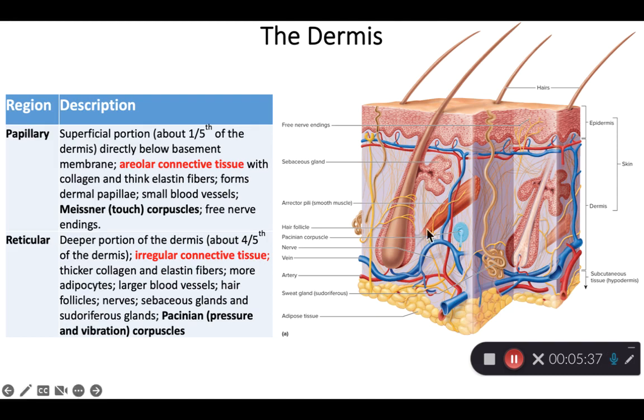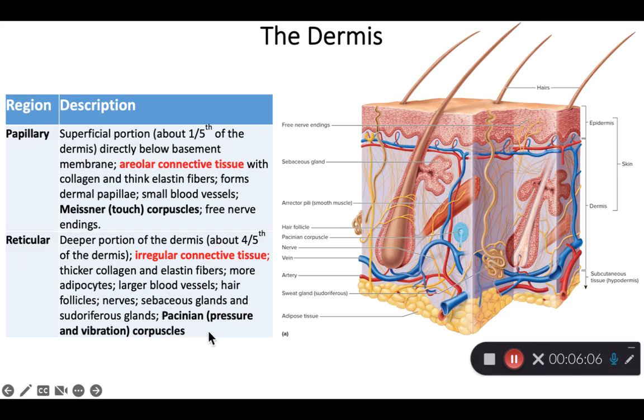We see that muscle. Here's an erector pili muscle, which is going to be stimulated during fear. Sometimes if you get scared, your hair will stand up. Other stressors include cold temperatures will make your hair stand up. But that erector pili muscle, you'll notice, is connected to the follicle. And when it contracts, that hair will stand up.